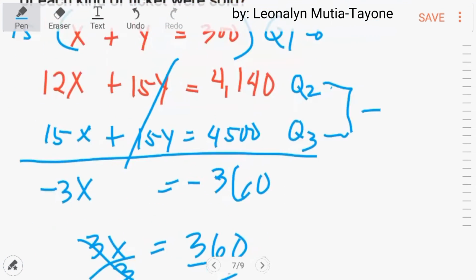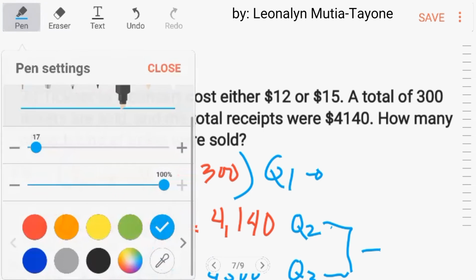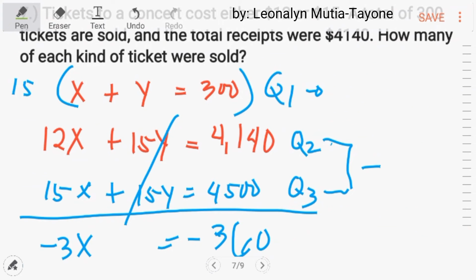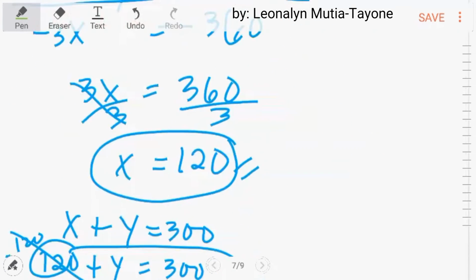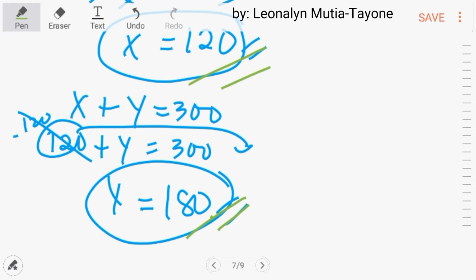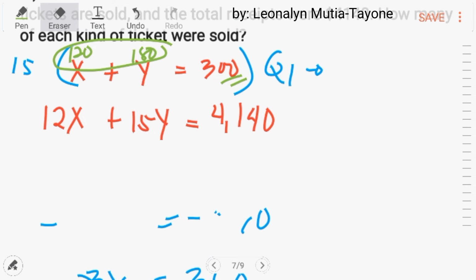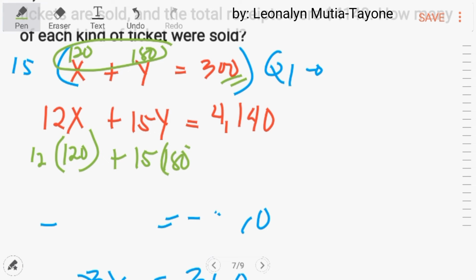Para i-answer ang question na ito, i-double check muna natin. Ang y is equivalent to 180. So, ang x natin equivalent to 120. Kung i-add mo yan, and that is 300. So, ito yung sagot. Now, i-double check natin using itong pangalawang equation natin. So, ang equivalent ng x is 120. Ito equivalent naman ng y is 180 equals 4,140.